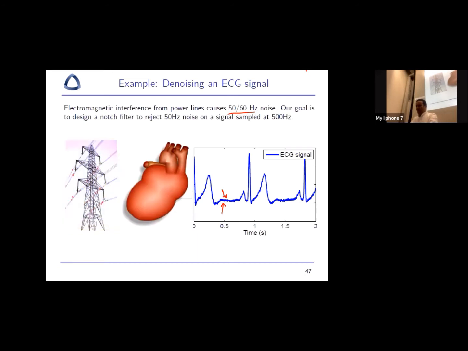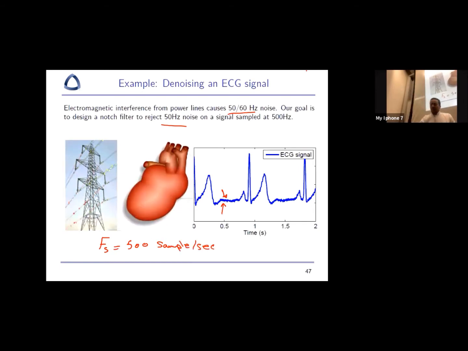So our goal is to design a filter, a notch filter. That means that it will filter out, or reject, specific frequencies. Let's say that we design it to reject 50 hertz noise on the signal, if the signal is sampled at 500 hertz. So that 500 hertz is what we call F, the sampling frequency. That's 500 samples per second.